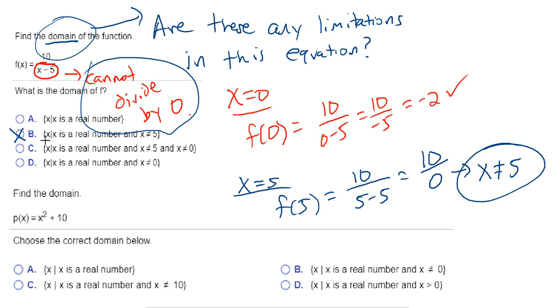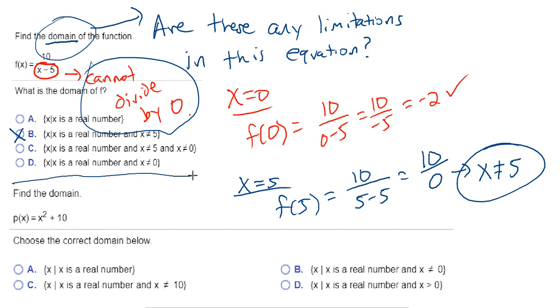So the notation here reads, the domain is the set of any number x such that x is a real number, so any real number you want, as long as it's not equal to 5. Right? X cannot equal 5. And that's the statement that we want to make.